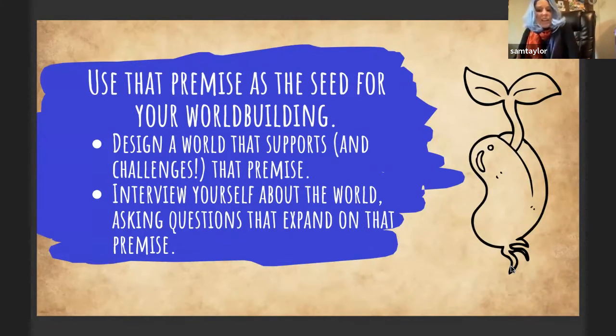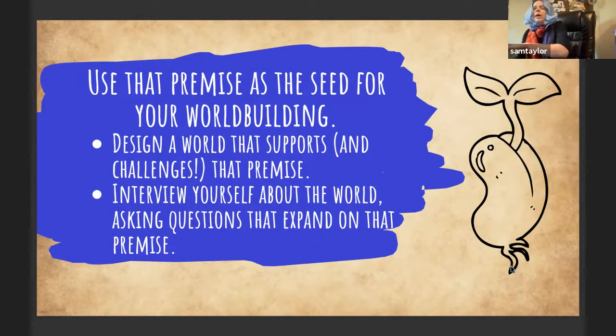You want to be designing a world that supports and also challenges the premise, because keep in mind, there's the plot that happens. The character is trying to achieve something. They want something. Someone or something else is standing in their way. They have to go through a series of obstacles until they achieve, or they don't, the goal that they've had at the beginning of the story. Maybe they get exactly what they wanted. Maybe they realize they actually wanted or needed something different all along and end up getting that.